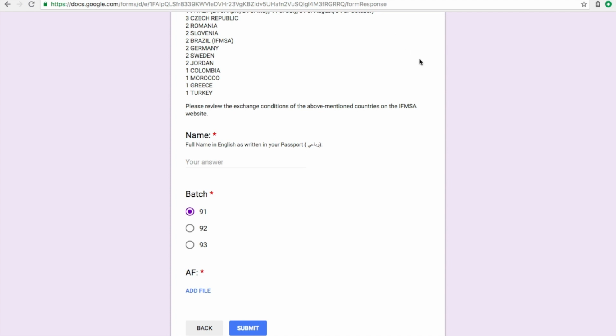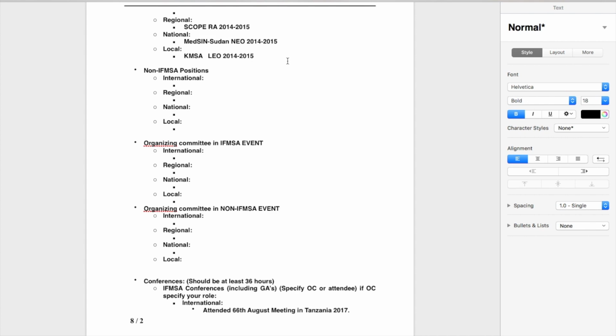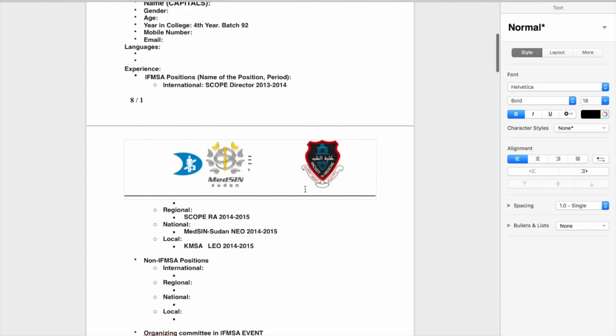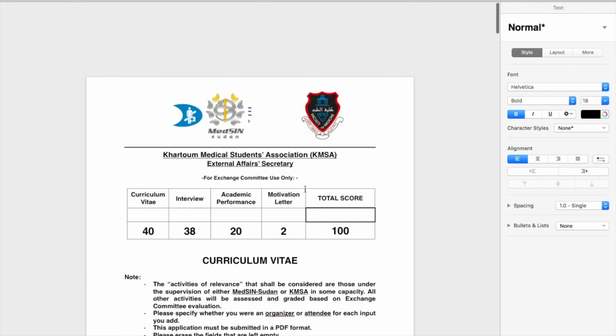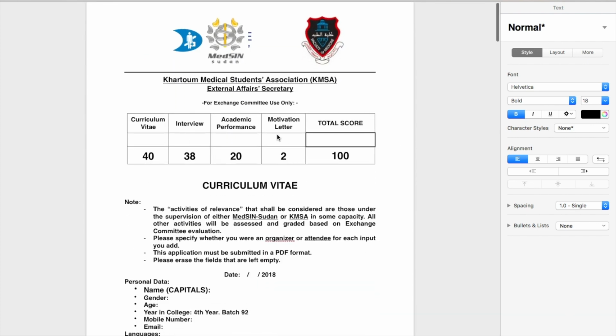You would have applied for your exchange program, and then you'd have to print a hard copy of your CV, the whole thing, all the way to your motivation letter. You'd have to bring that with you to the External Affairs Secretary before the deadline, and then just show up to your interview. Don't miss it.